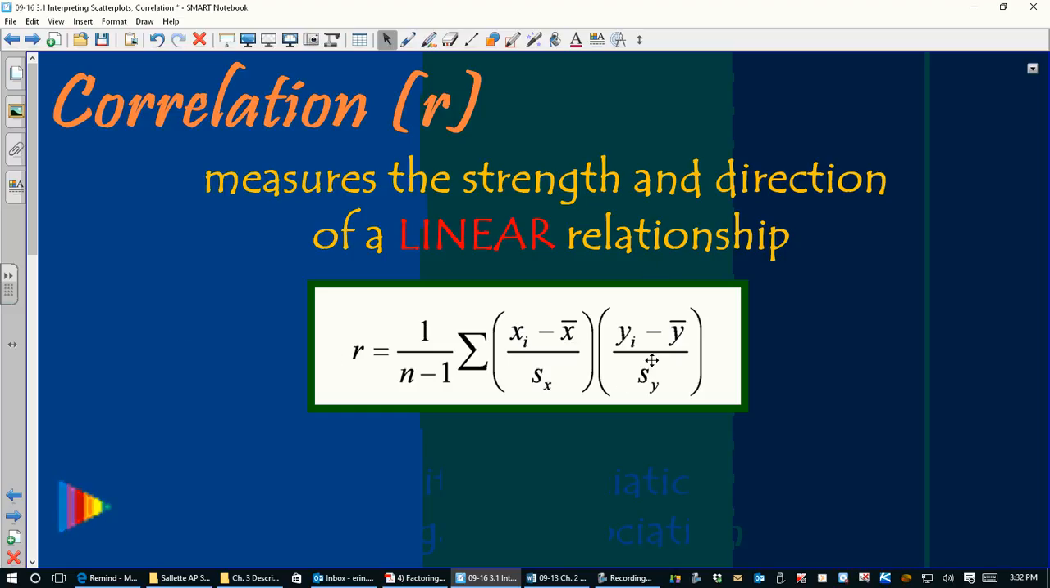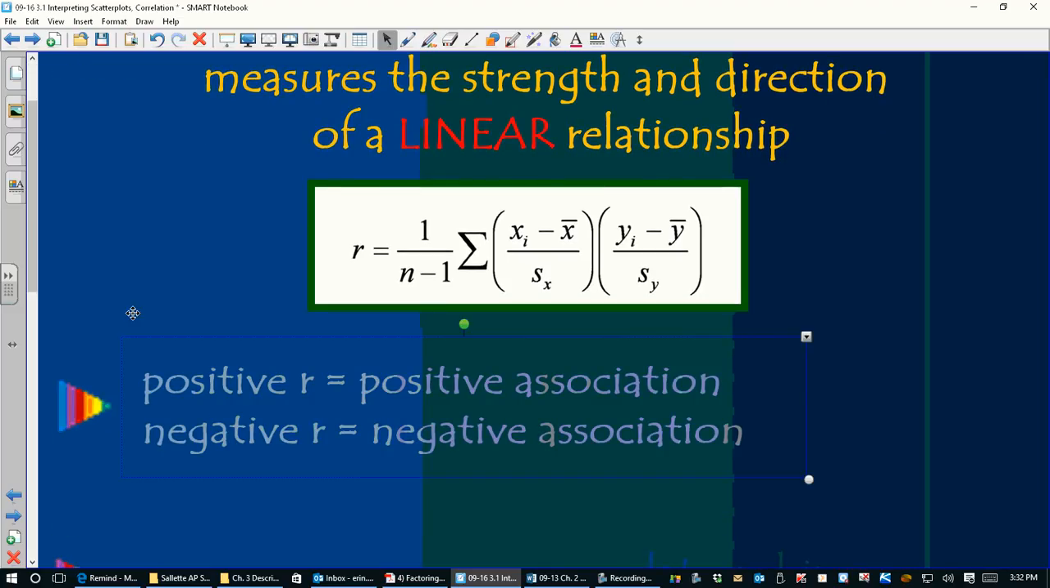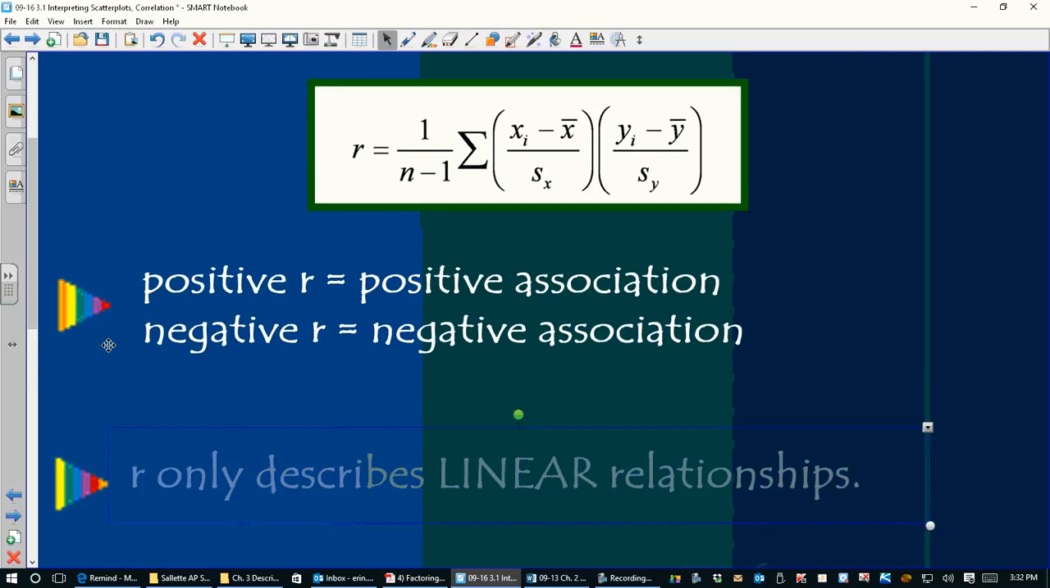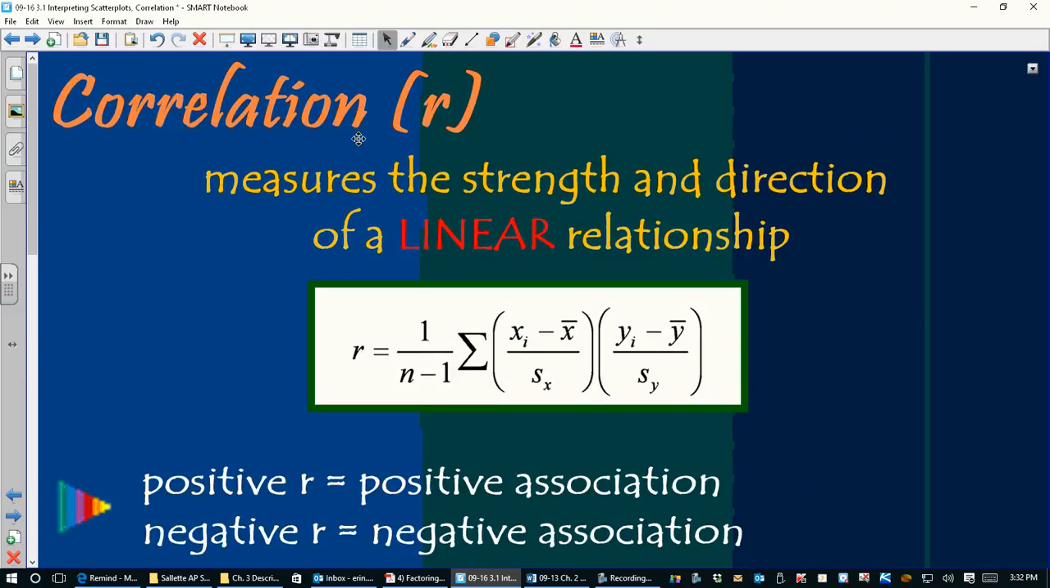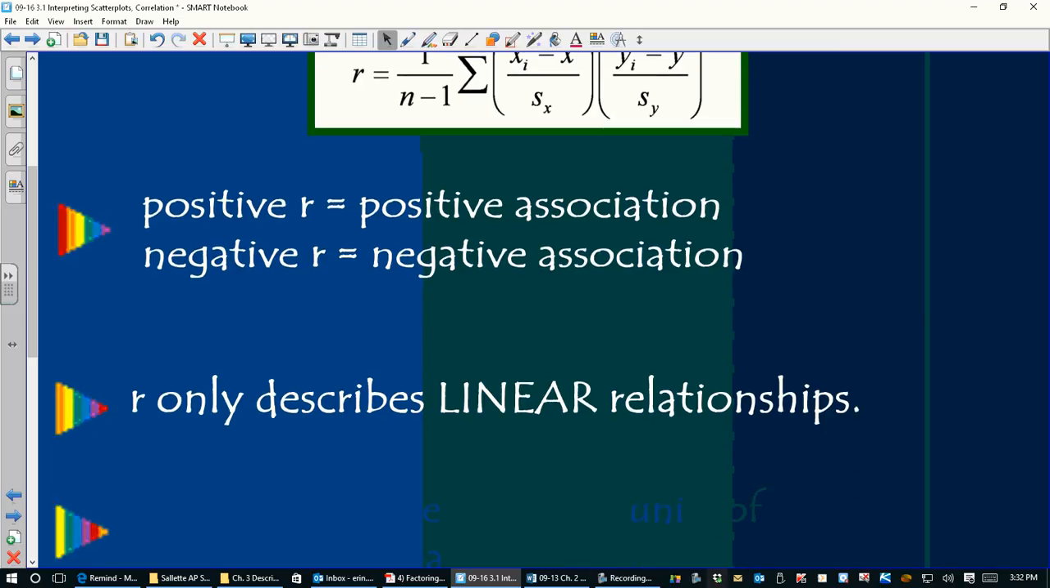This is, if you wanted to by hand, how you would calculate your r using your AP Statistics formula. What we should note about r is that when r is positive, it's a positive association, and when r is negative, there's a negative association. r only describes linear relationships. Notice, as we said before, this only measures the strength and direction of a linear relationship. So r will only apply when we're talking about a linear mapping.